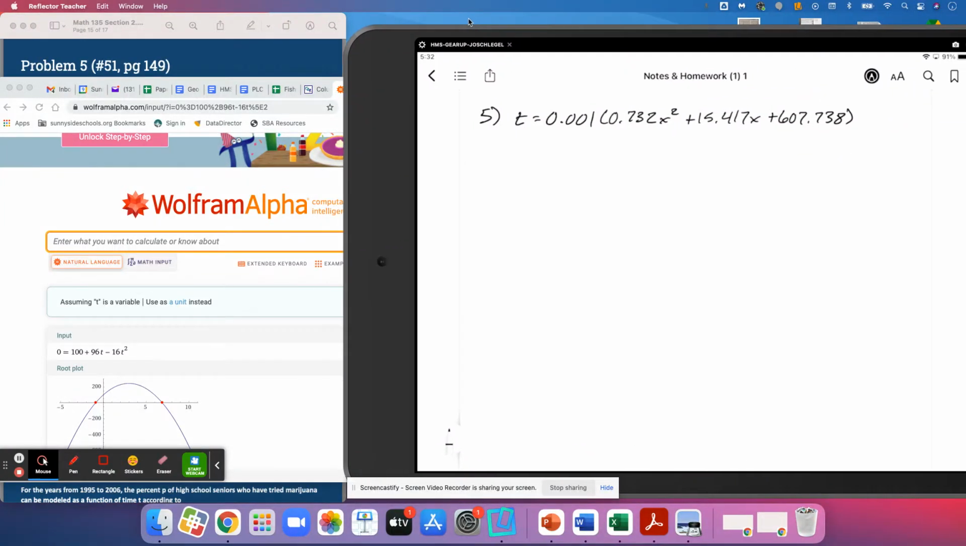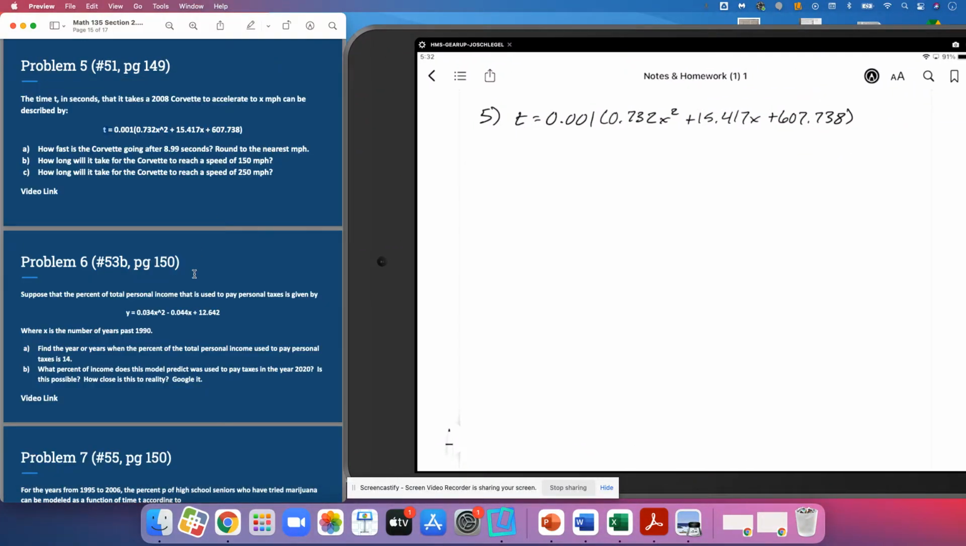Coming back with number 5, we do have an equation modeling the speed of a Corvette after time t in seconds, where the speed is listed in X miles per hour. So I have written that on my paper. I'm not going to write it repeatedly because this equation is nasty and what a waste of my life.